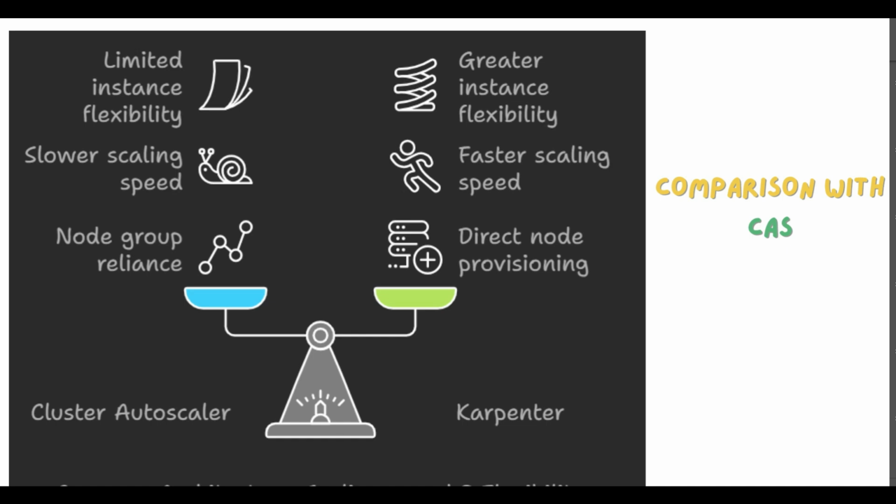Next item, scaling speed and efficiency. In case of cluster autoscaler, scaling up can be slower due to reliance on autoscaling groups, which may introduce delays in node provisioning. Scaling down is very conservative, often terminating one node at a time after ensuring all the pods can be rescheduled elsewhere, leading to gradual resource optimization. But in case of Karpenter, it provisions nodes in under a minute.